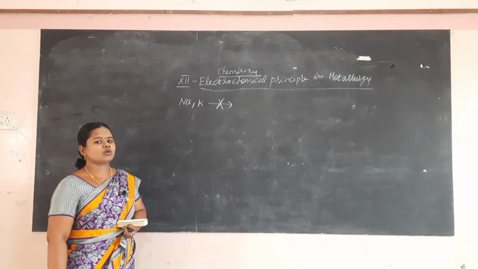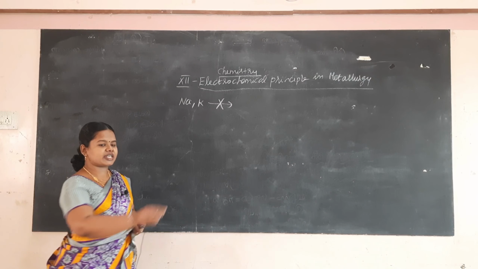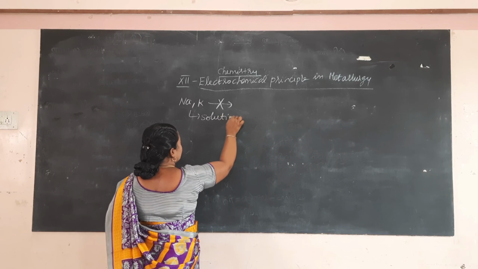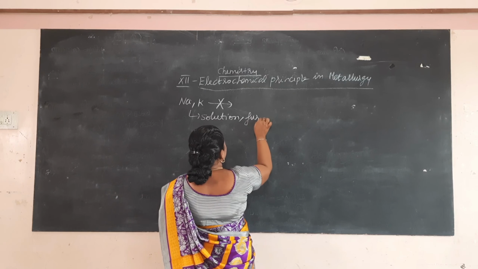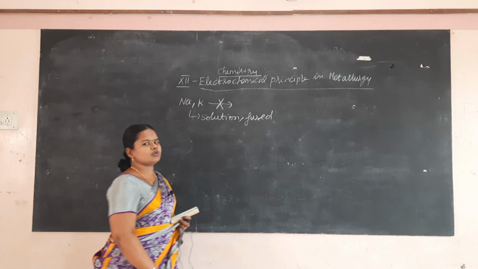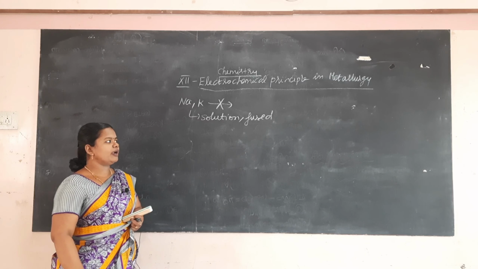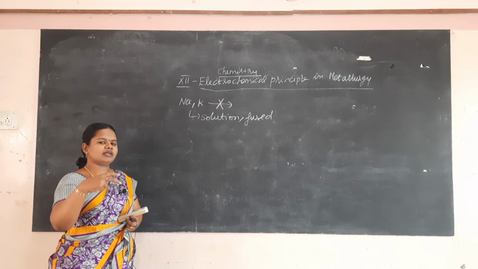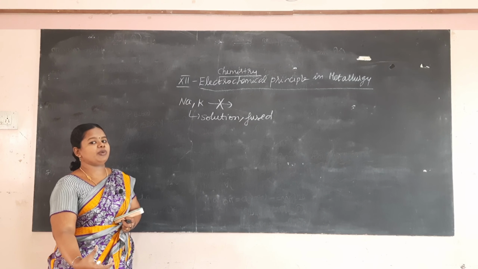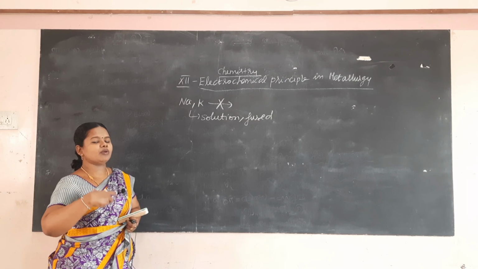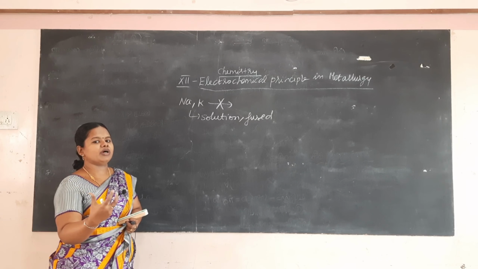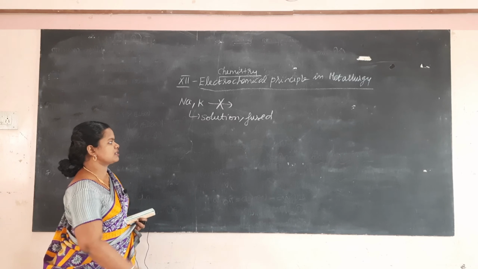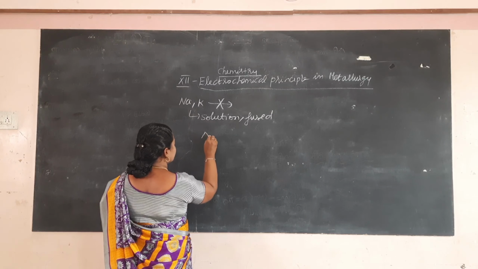Here the metal must be taken in solution or fused form. One metal which is less reactive will be present in the solution, and the other metal which is more reactive will move into the solution, or form a solution, in place of the less reactive metal. So we are going to see the electrochemical principle that is used in metallurgy.